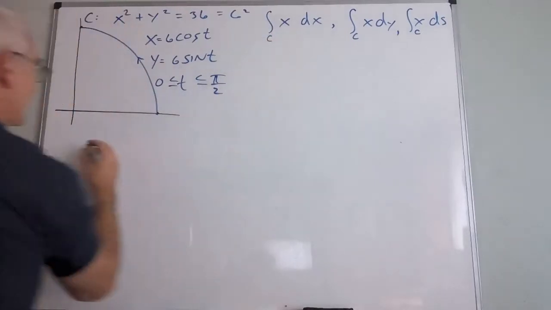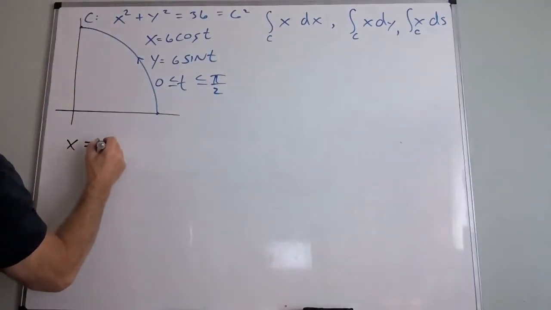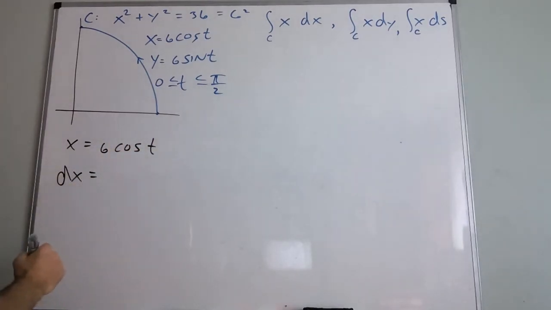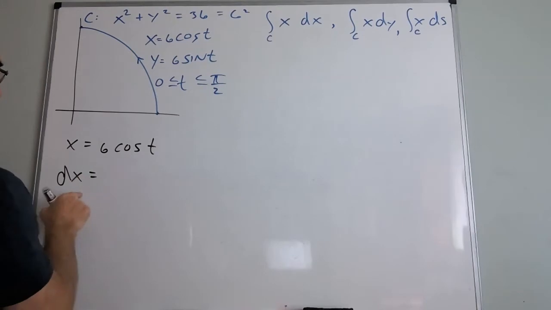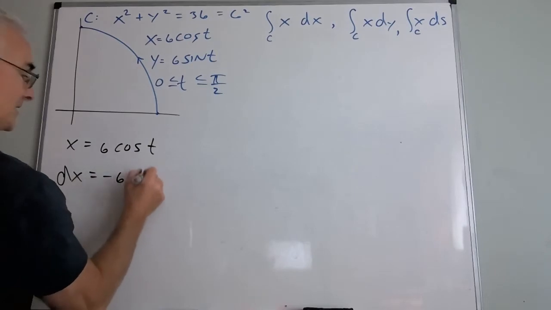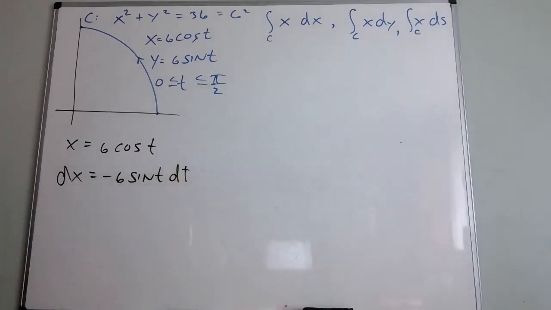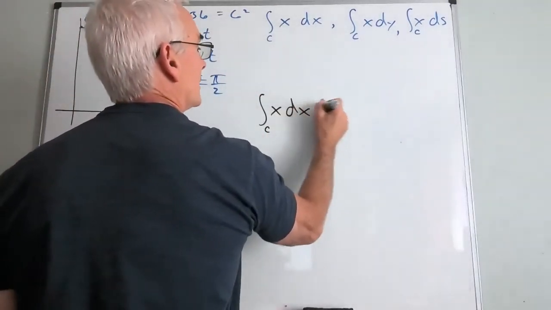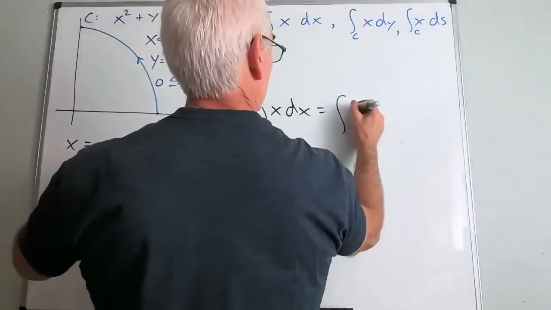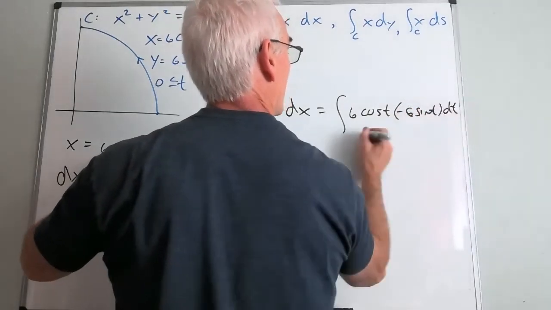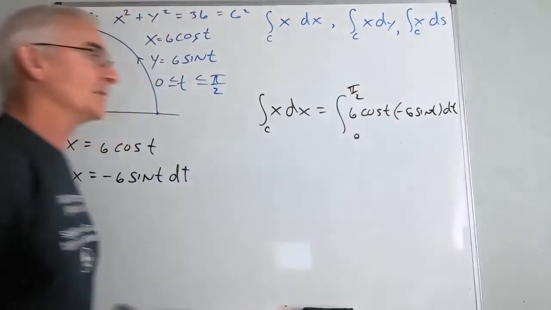So in the first case, clearly x is 6 cos t. What's dx? Anybody? If x is 6 cos t, then dx is negative 6 sine t dt. This first integral, we'll do them one at a time, I don't have room to do them all. This first integral will be 6 cos t times negative 6 sine t dt from 0 to pi over 2.